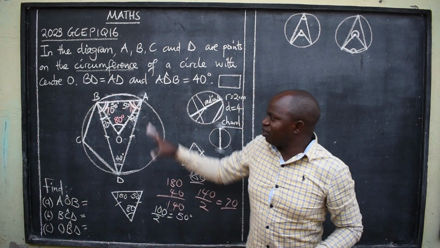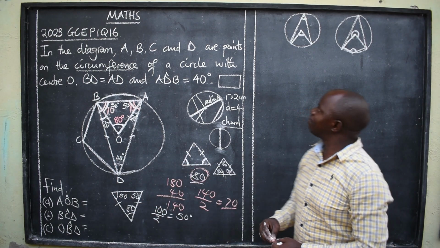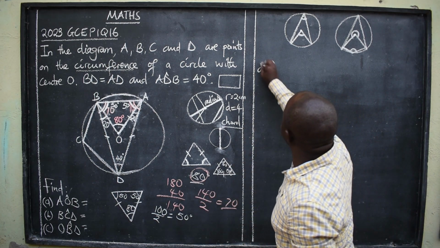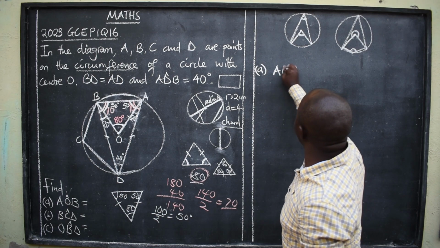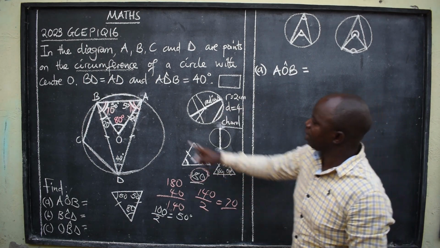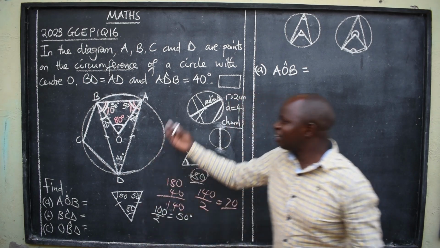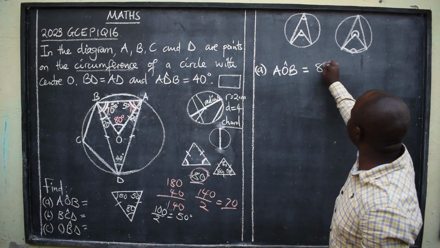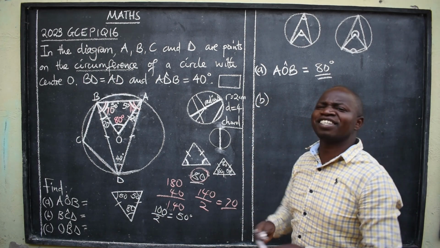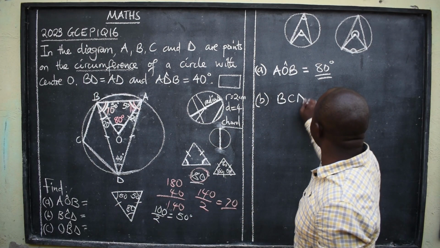I think having said all that, we can now shift our attention to the questions and see if you can get them. A says we should find angle A or B. Let's go to A or B. What is the answer? You have already done the work. The answer there is what? 80 degrees. Done. These things are simple.